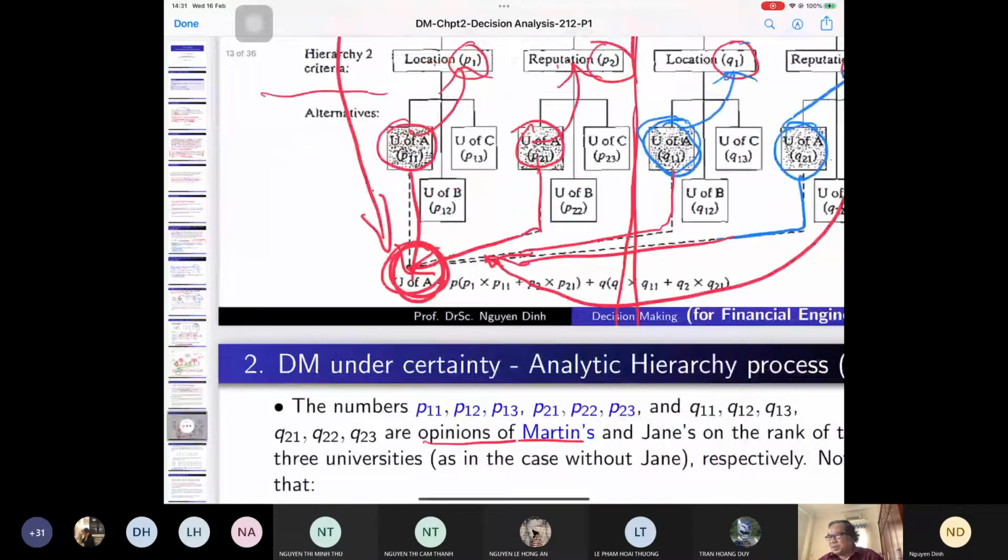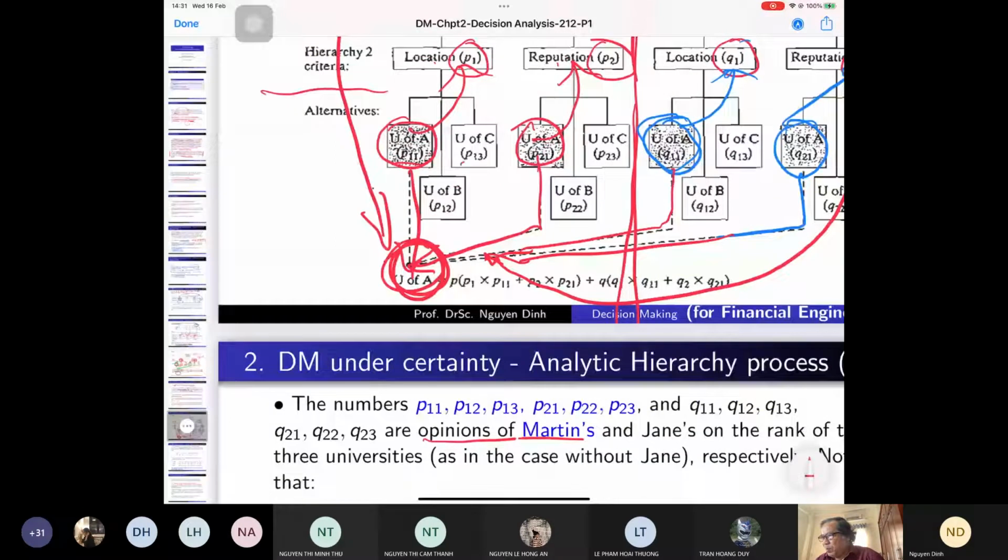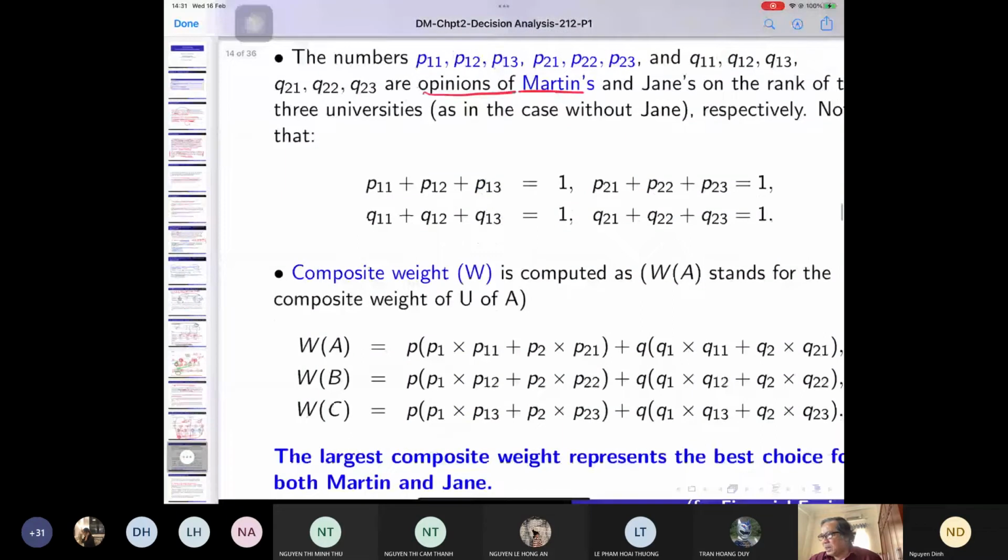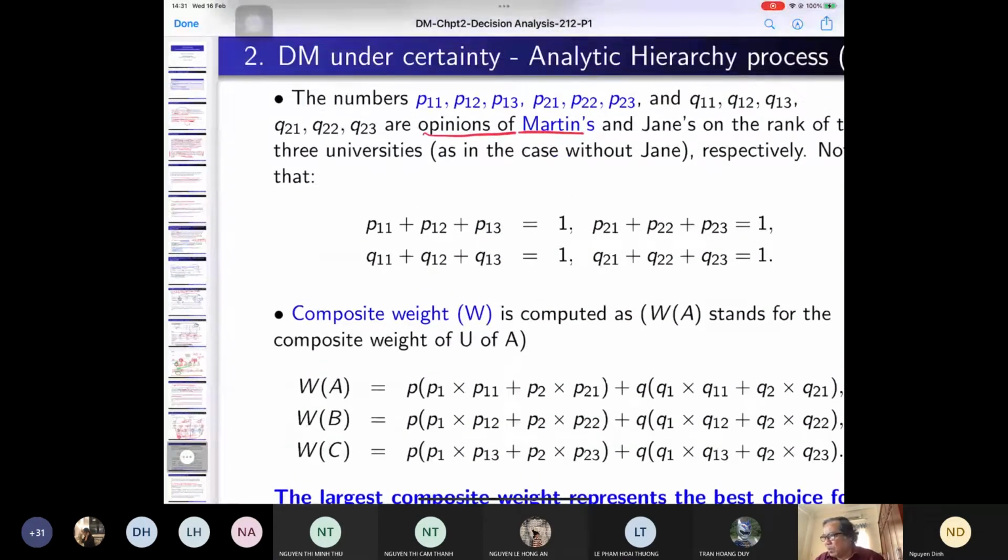And for the case here, you see the same thing: P11, P12, P13. So all the P of the three universities for the location is 1. That is exactly what we write down here: P11, P12, P13, P1, Q11. Q is reputation. P is about location. P1 is the P1 here, the first.